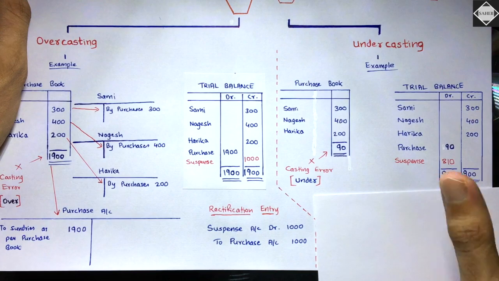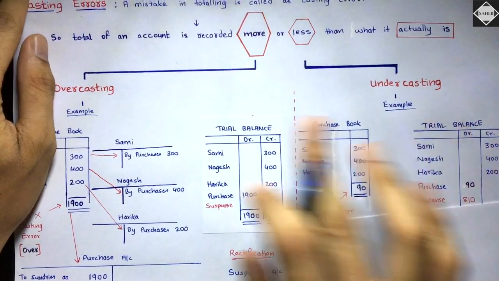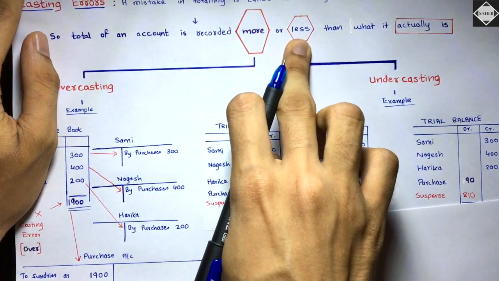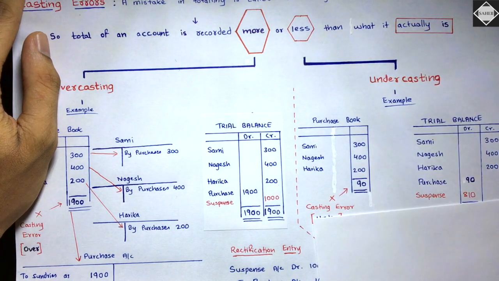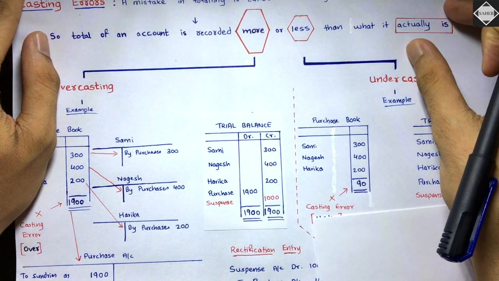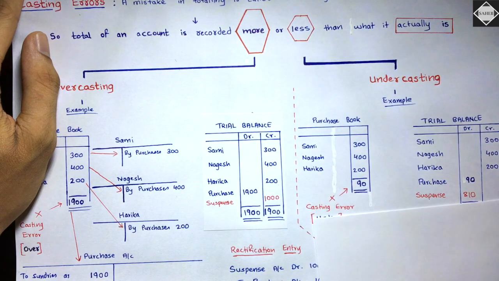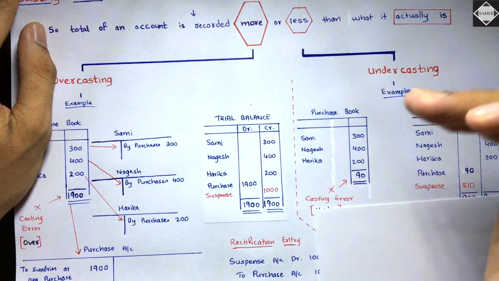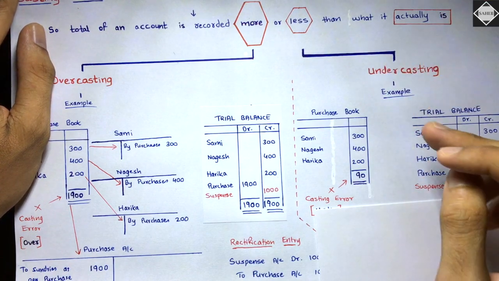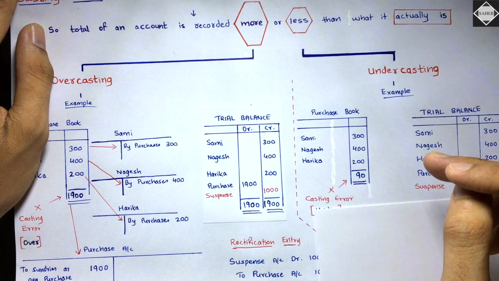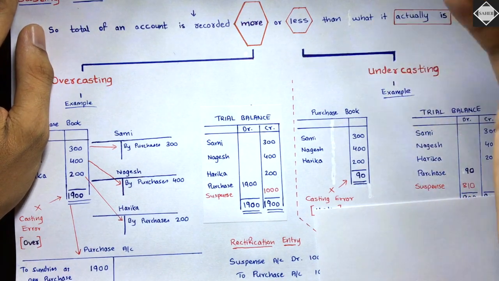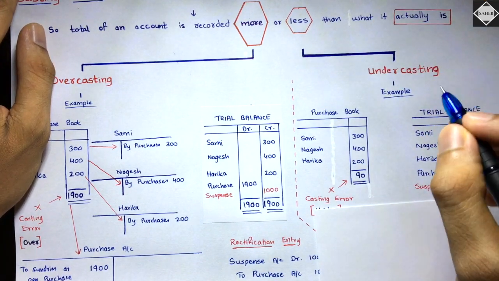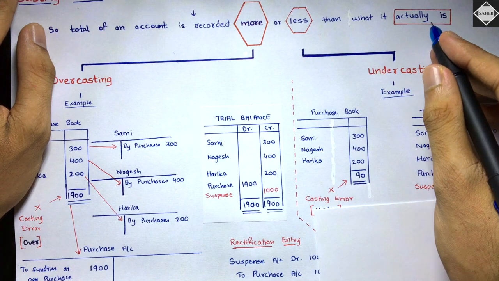It's really simple. It's just common sense. You have recorded less than what it actually is. How much is it actually? 900. How much have you recorded? You have recorded 90. So the difference is 810. So you have to increase the purchase account by 810, isn't it? Purchase account is less by how much? By 810 than what it actually is, right?